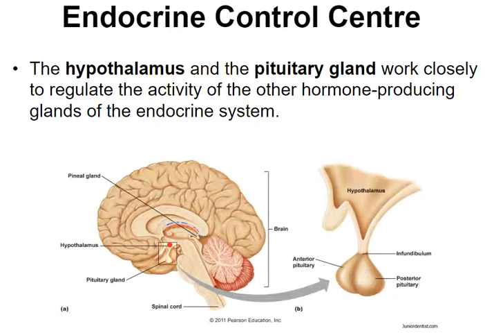The hypothalamus is above the pituitary. And so here's a closer version of that. We have the hypothalamus up here and then the pituitary. And there are two lobes for the pituitary, the anterior pituitary and the posterior pituitary.